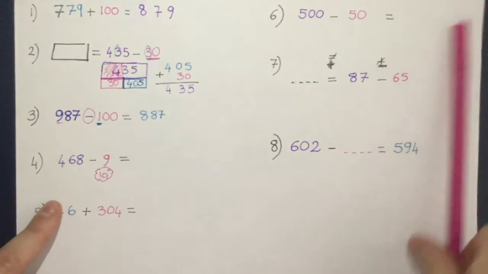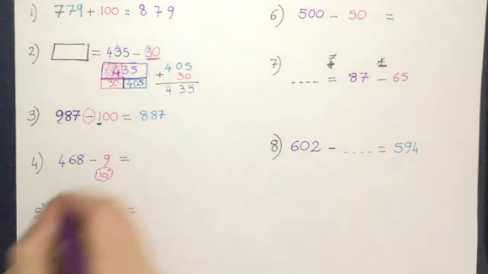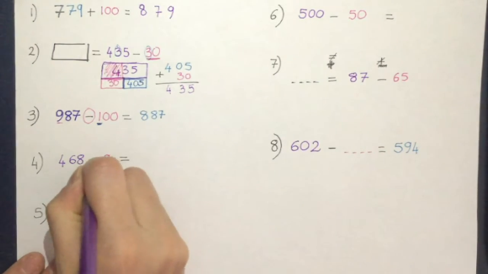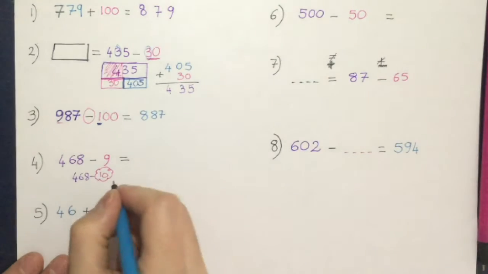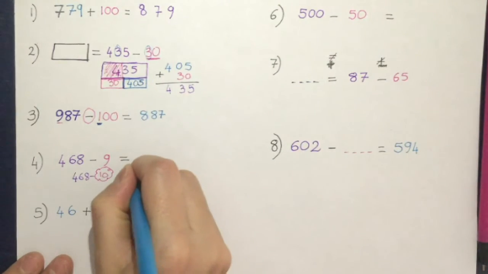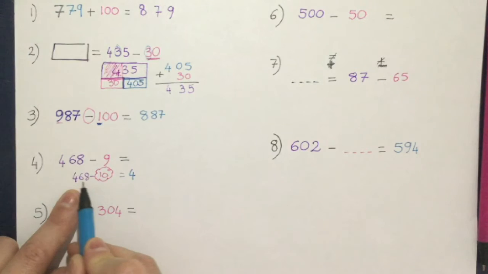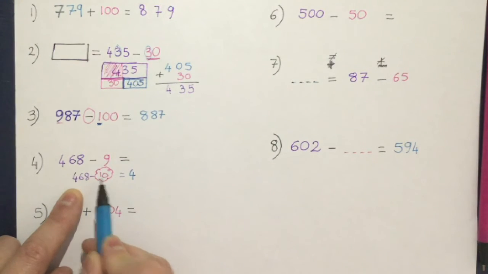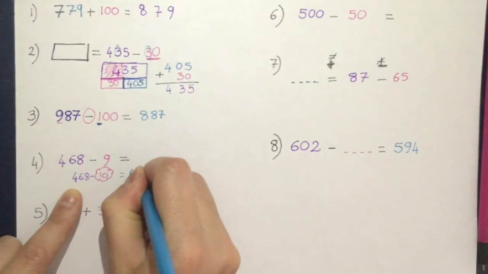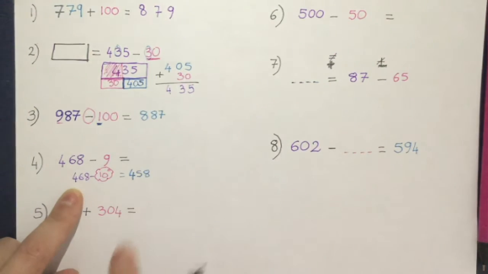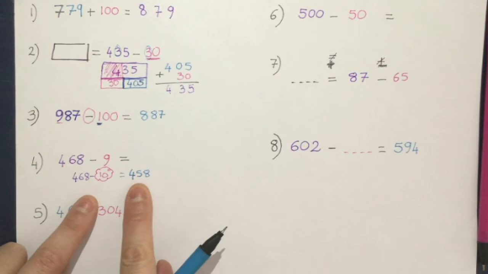That would be, so if I imagine that I am doing 468, take away 10, I would have 400. I pay attention to my tens. 6 tens, take away 1 ten, 5 tens. And then my ones don't change. All right, so that would be that.